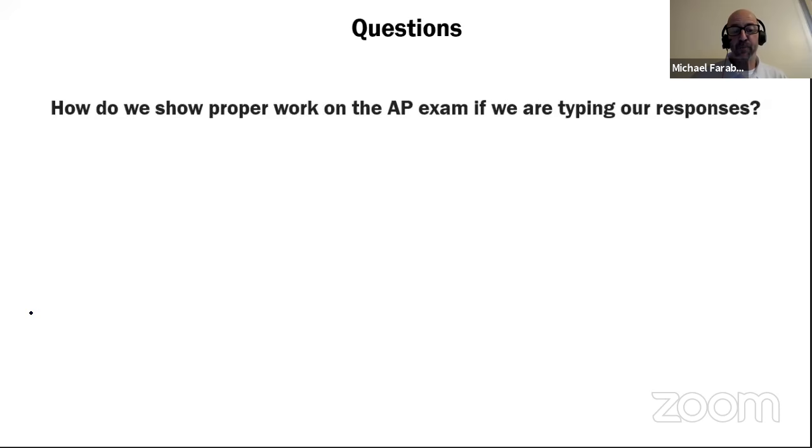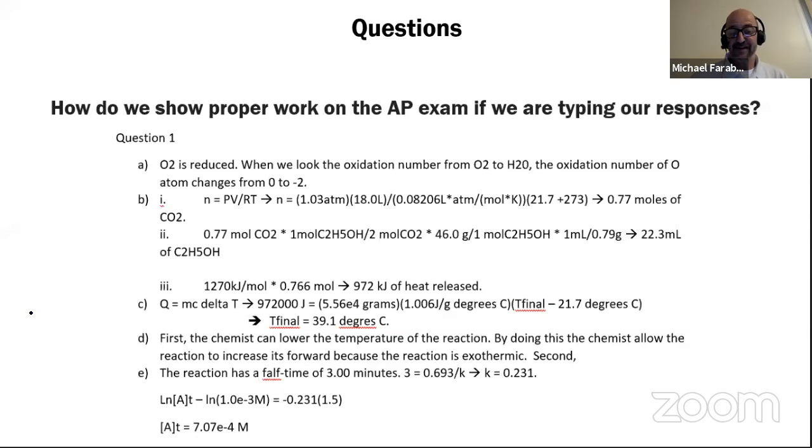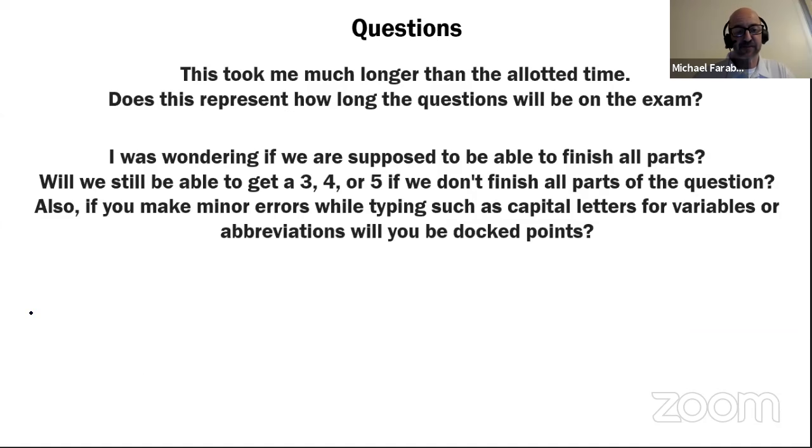How should we show proper work on the AP exam if we are typing our responses? Like this, okay? So you want to take a look at how students are doing it successfully. You can go ahead and type, and there is a keyboarding tip sheet that is available that is also linked in the links in the video description. So you're welcome to type it. Just show your work, show your setup, but you don't have to get fancy with all your superscripts and subscripts. We will be fine as readers to interpret your answer.